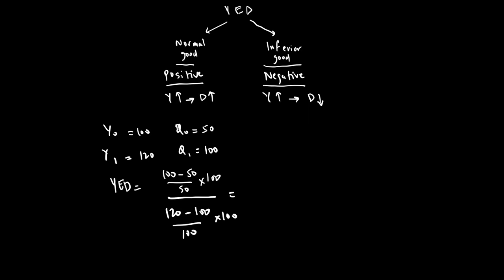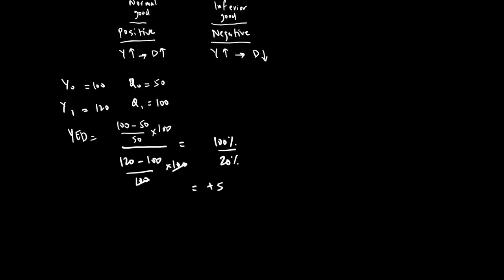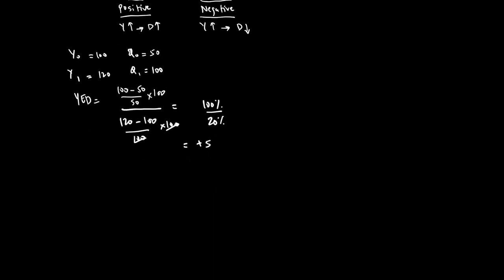So the numerator would be 100 minus 50, which is 50. 50 over 50 makes it 100%, while the denominator would be 120 minus 100, which is 20, and if you cancel this, that will be 20%, and that will be 100% over 20%, a value of plus 5. So a plus 5 means that it is positive, means it is a normal good. So when my income goes up and I buy more of that good, that means I have this kind of a relationship.